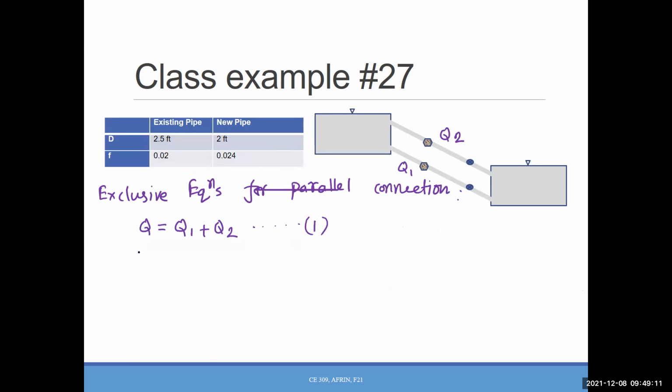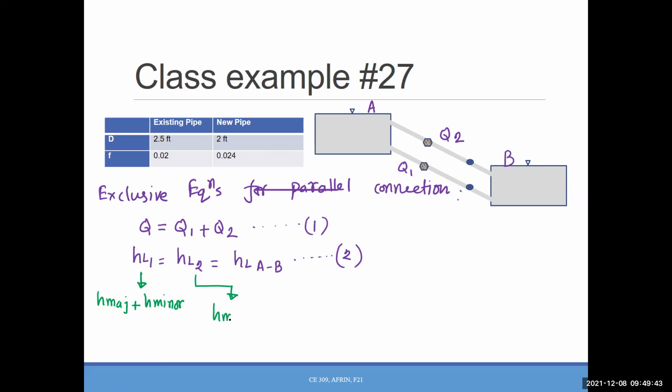And we also know the head loss at each pipe will be, let's name this reservoir A and B. So head loss in between A and B. That is our equation 2. Okay. And for this one, we have major plus minor. This one we have major plus minor. Okay, so I will stop here.